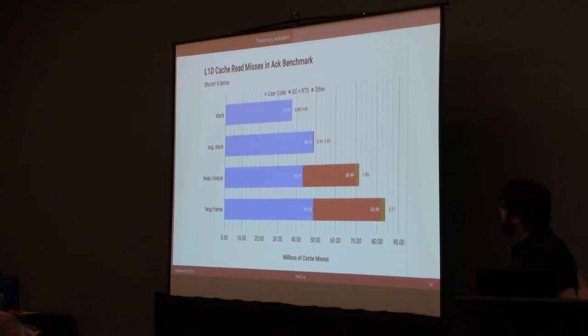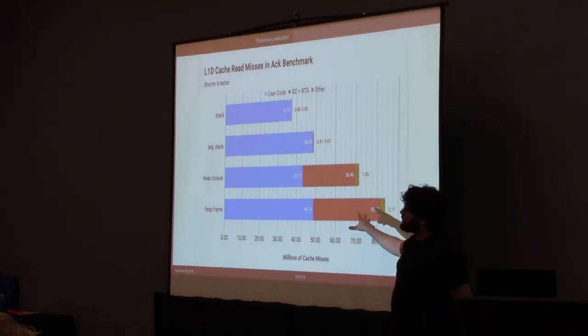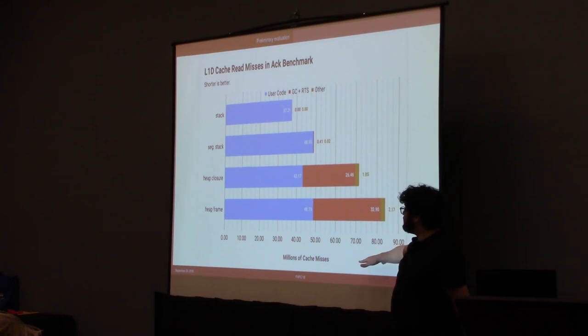Okay, so L1 data cache read misses. I'm looking at read misses because for writes in general, I expect the write buffer to handle them. But for read misses, if we dig into this, you can see that not only are we spending more time in the garbage collector, but a good amount of our time, this time it's only half the amount of reads missed, and this is in millions of cache misses, are actually incurred by the garbage collector here.